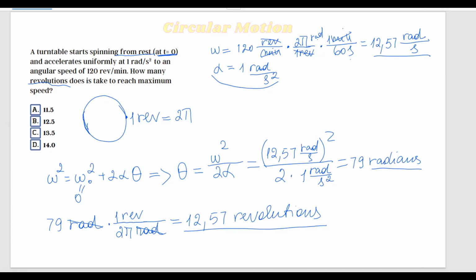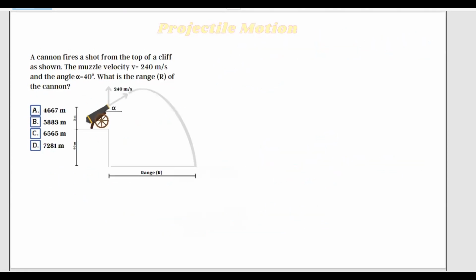So in order for this turntable to reach its maximum speed, we need it to rotate 12.57 times, or 12.57 revolutions. Or in other words, the closest is 12.5. So the correct answer would be B, 12.5. Great. Let's move to the next problem now.